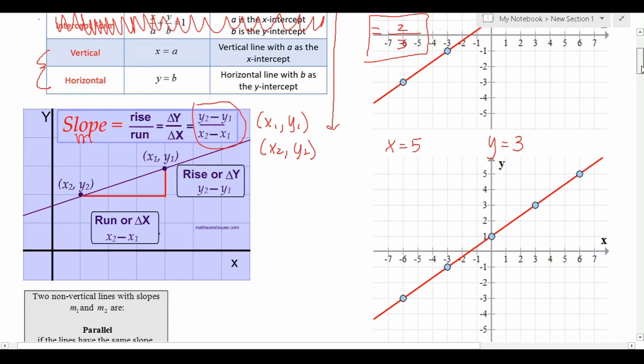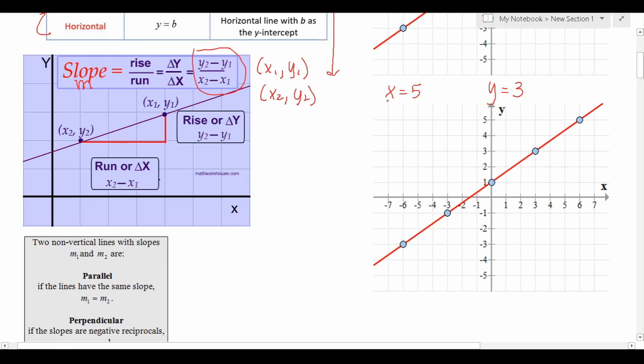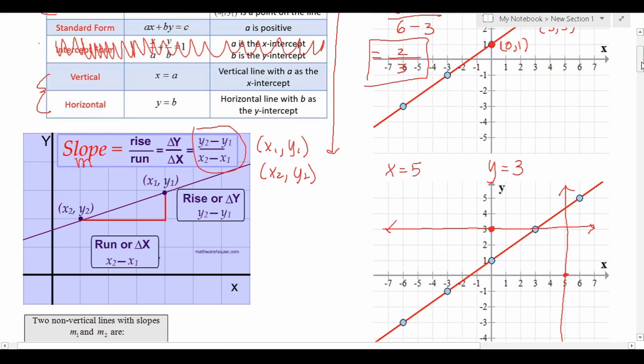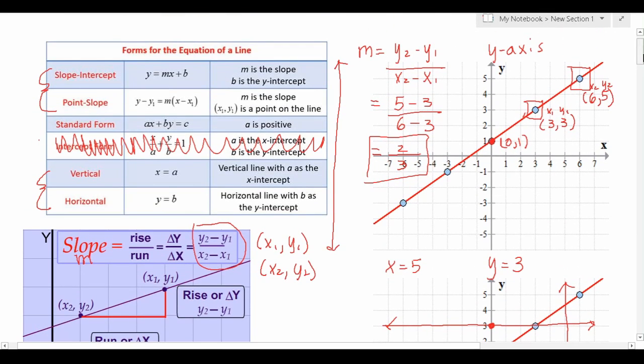It's pretty simple. For the vertical line, we go to where x equals 5, 1, 2, 3, 4, 5, drop down a point, and then make our vertical line right over that point. And then for y equals 3, we go to 3 on the y-axis, 1, 2, 3, drop down our point, and make our horizontal line accordingly. Okay, so that is a high-level overview of the forms for the equation of a line.